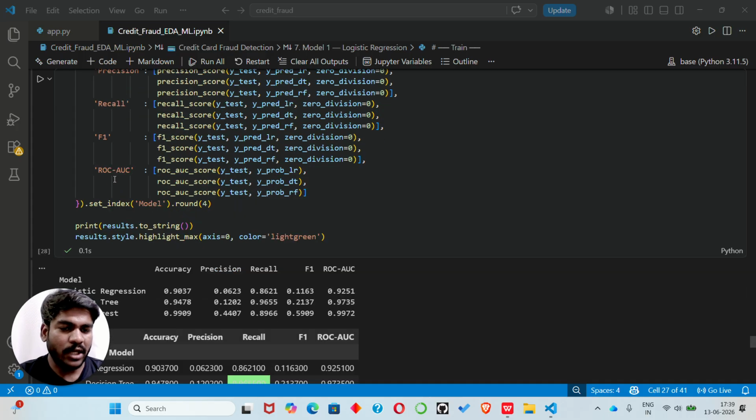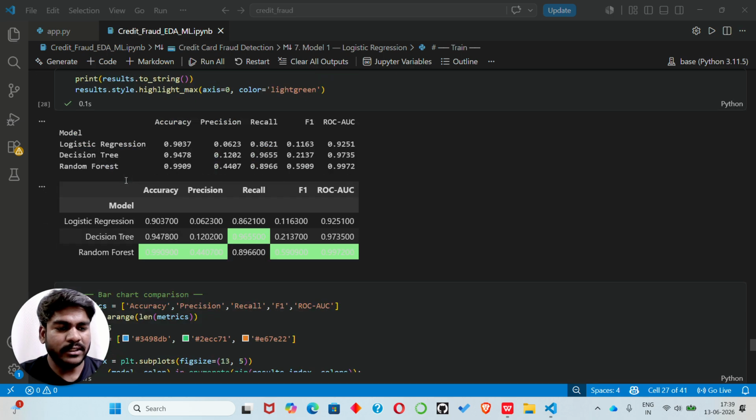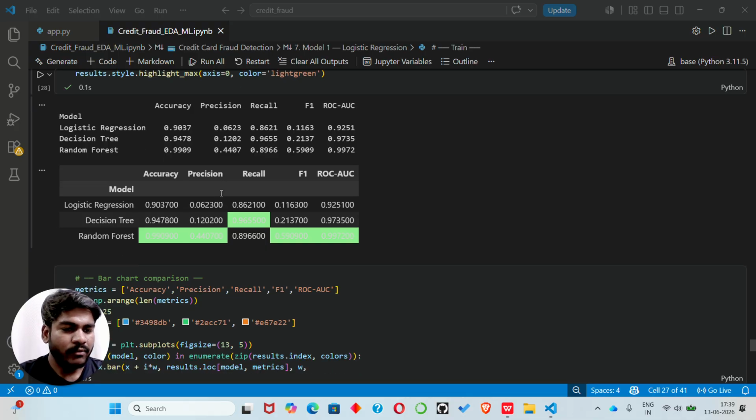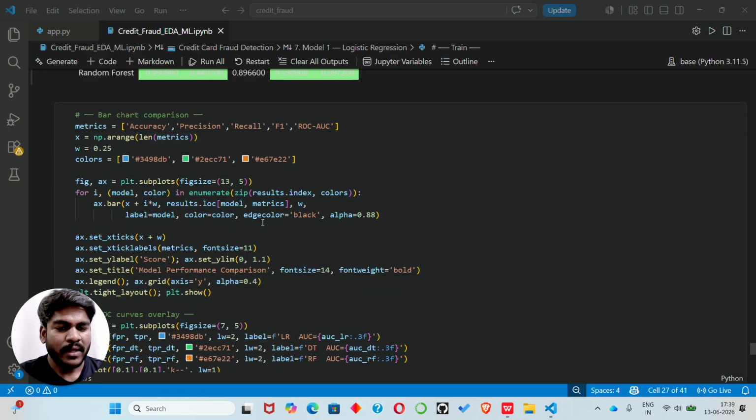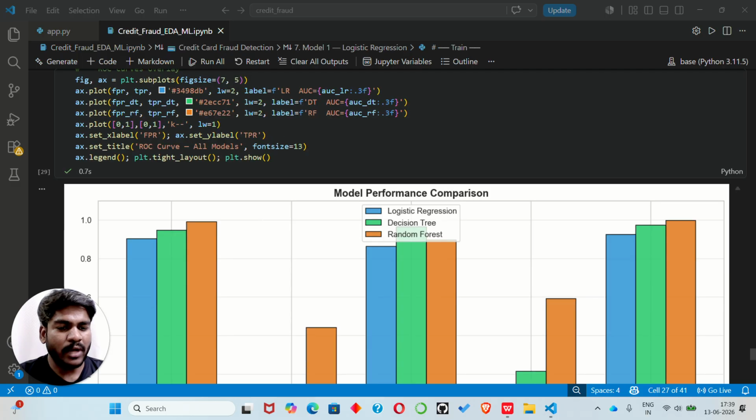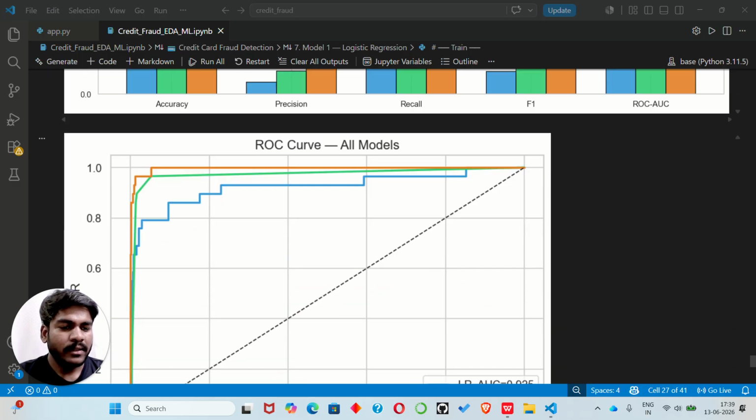The fifth one is ROC AUC. This measures how well the model can separate fraud from legitimate transactions. A score of 1 is perfect and 0.5 is as bad as a random guess. For this project, recall is the most important metric. We do not want to miss any real fraud. If we miss a fraud, the customer loses money. It is better to have a false alarm than to miss actual fraud.